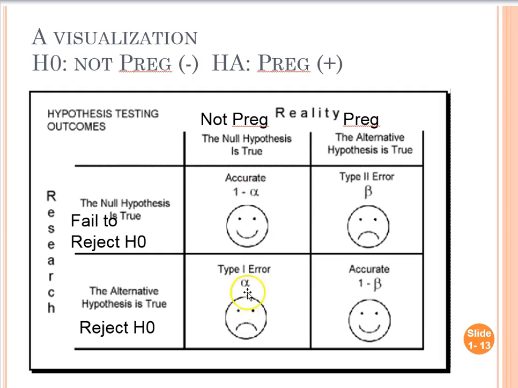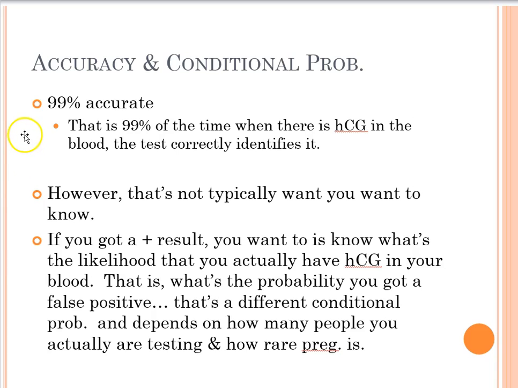So the likelihood of each of these different events depends upon the alpha level that we set, but it also depends upon the power of the test, and that's why this beta is written here. We can determine what that power of the test is based on our sample size and based on the prevalence of the disease or of the pregnancy rate. So for most pregnancy tests, the accuracy that it reads on the side of the box is somewhere between 95 and 99% accurate. So it's 99% accurate when there is HCG in the blood, that it correctly identifies it.